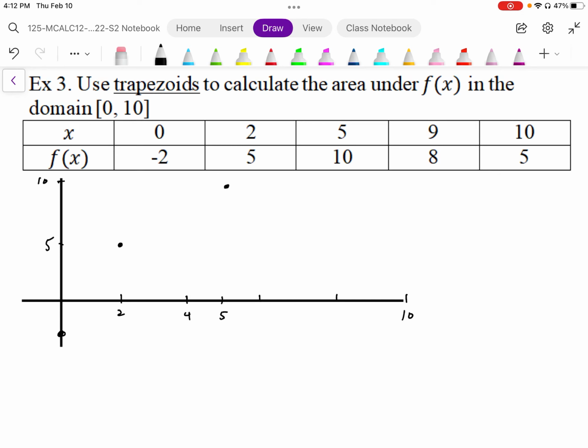And then at x equals 9, okay, so this would be 8. So at x equals 9, we're at a y value of about 8, so maybe about here. And then at x is 10, we're back to 5. Okay, so I've drawn in my coordinates, and I want to use trapezoids to calculate this.